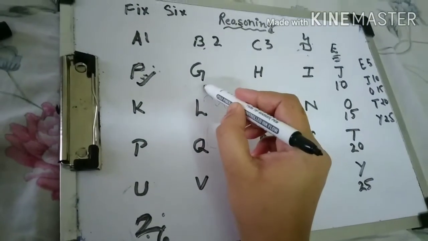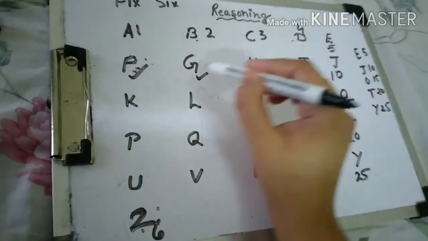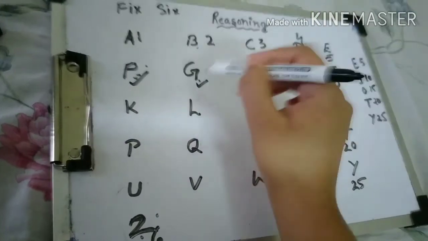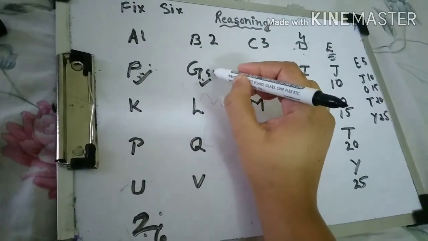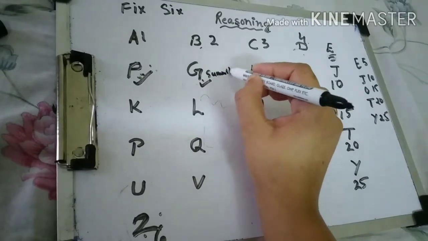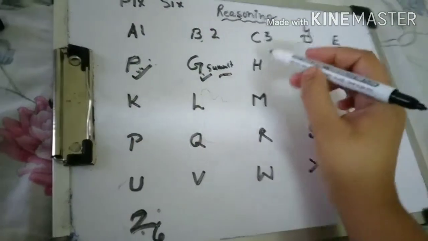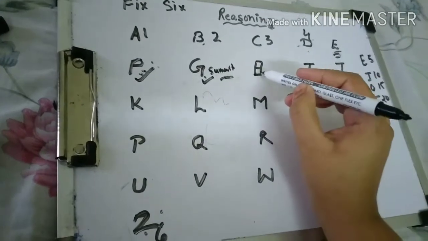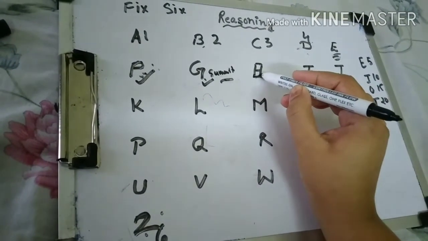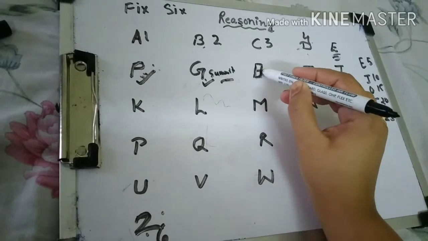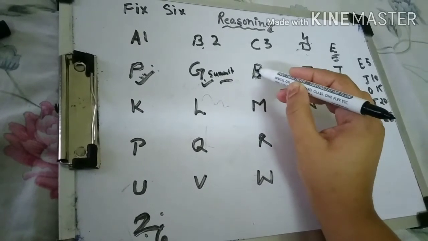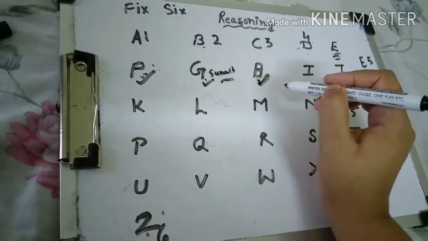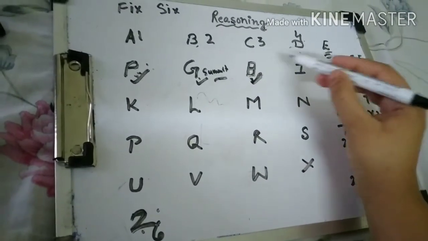Now 7, you can easily see here 7, G7 or G7 summit, you can also remember like this. And H, this is very simple to remember. I think you have seen in the watches, to remember 8 you can always see in the watch in this format. So H represents 8.